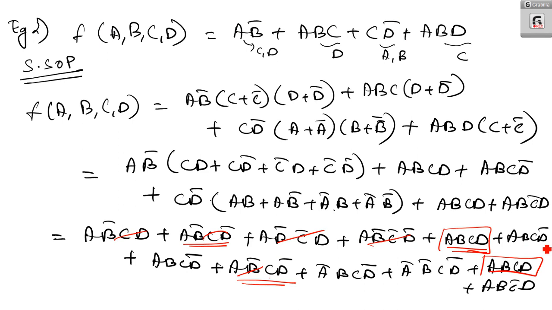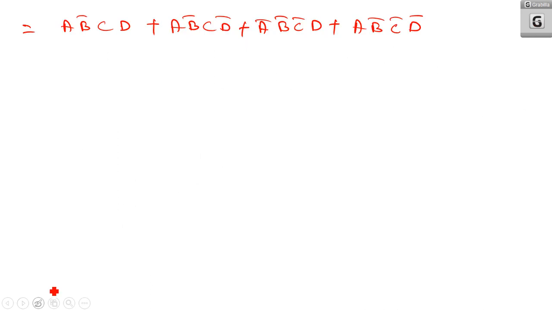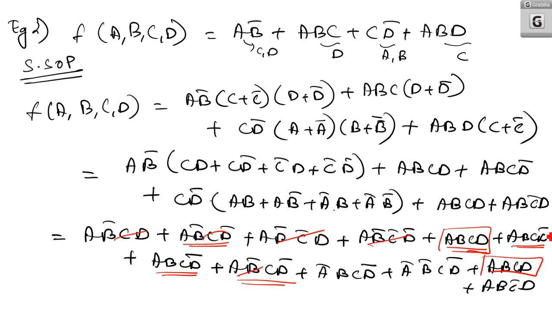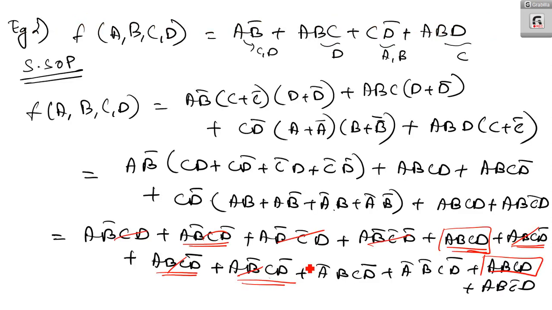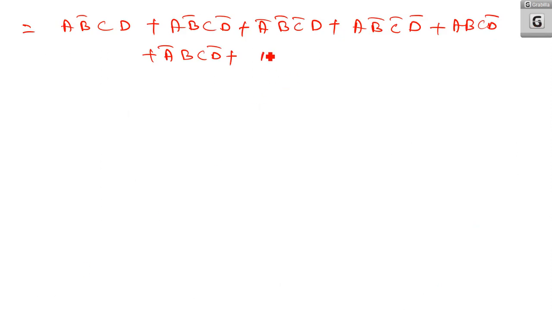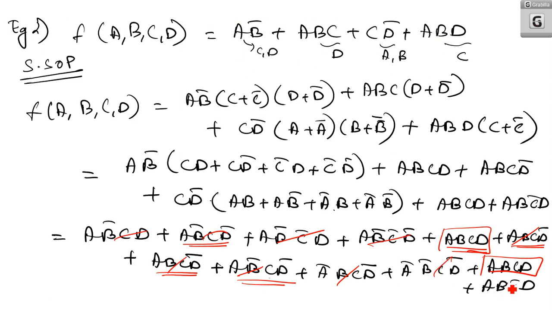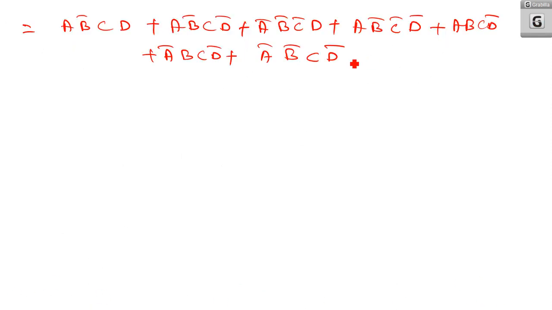Then a b c d bar, a b c d bar and a b c d bar. So these two terms can be combined to a single term, that is a b c d bar. Then those two terms are gone. So that's it. Then a bar b c d bar, or a bar b bar c d bar, or the last one is a b c bar d.